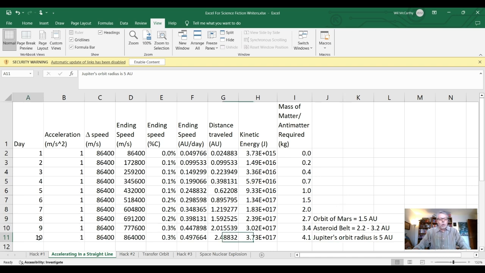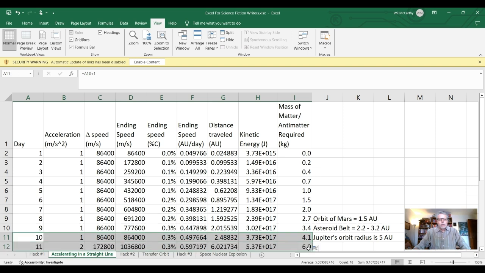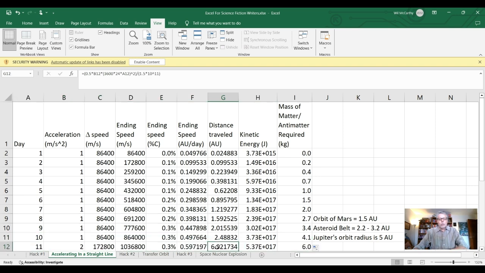But what we can do is extend these columns down by one row, and we find that, boy, just one day later, we've gone 6 AU. So we've actually passed Jupiter on the 11th day. So really, it takes us just 10 days and a fraction more to reach Jupiter at this very gentle acceleration. Now, what can we do with this?